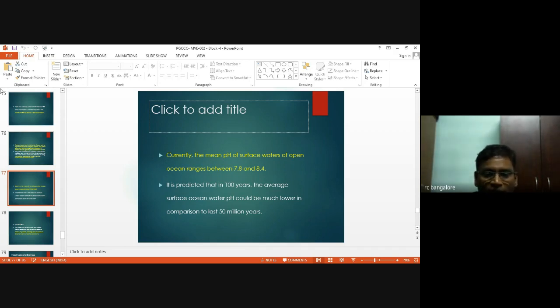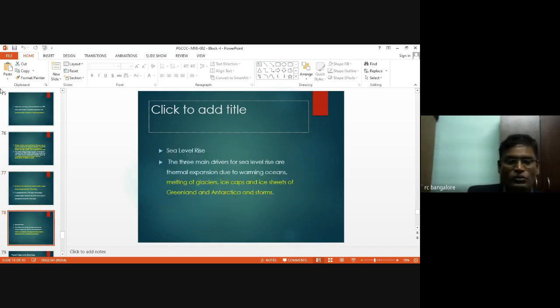It is predicted that in 100 years, the average surface ocean water pH could be much lower in comparison to the last 50 million years. So because of the temperature, the carbon addition and the acidification, the pH of the water will reduce. And sea level rise: the three main drivers are thermal expansion due to the warming of oceans, melting of glaciers, ice caps and the ice sheets of Greenland and Antarctica, and storms. These are the factors which contribute to sea level rise.